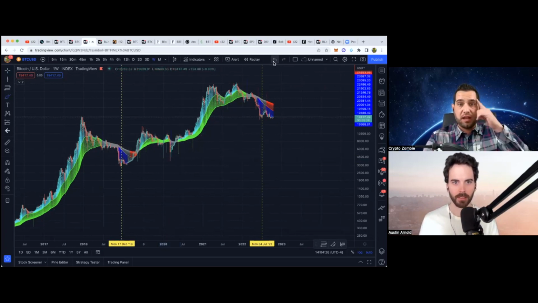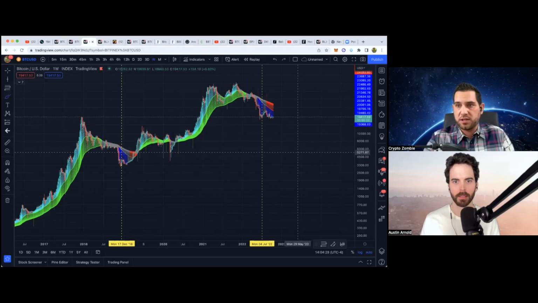This Guppy is actually a combination of a bunch of different moving averages. I didn't develop any of these. These are all free, by the way, with the exception of Market Cipher.